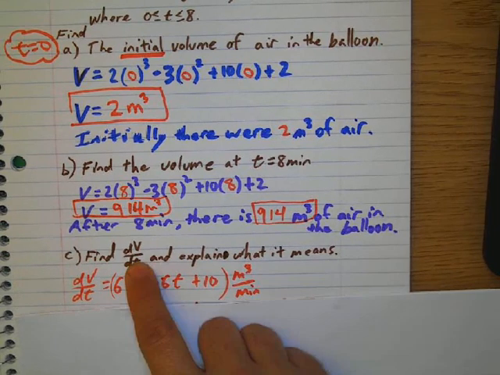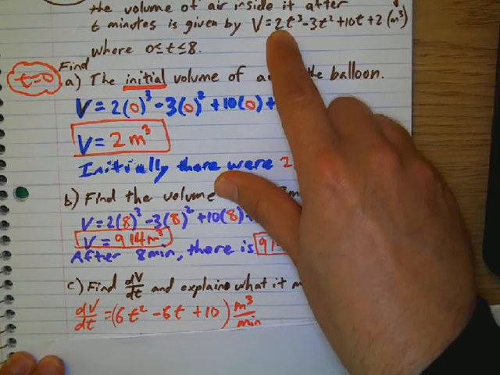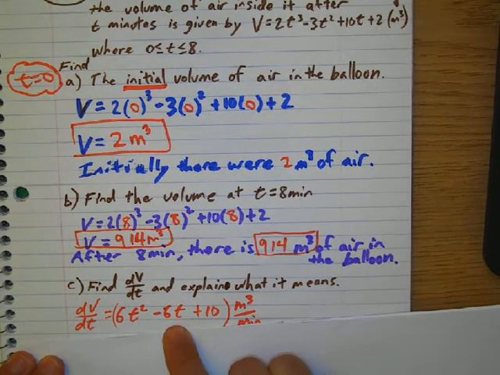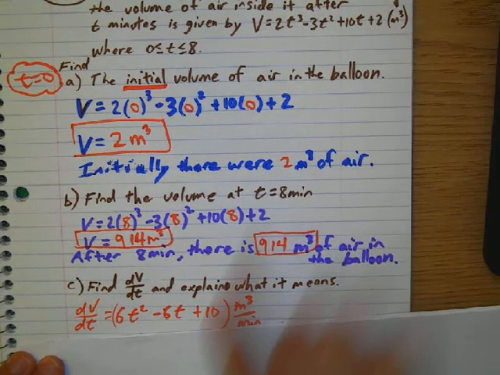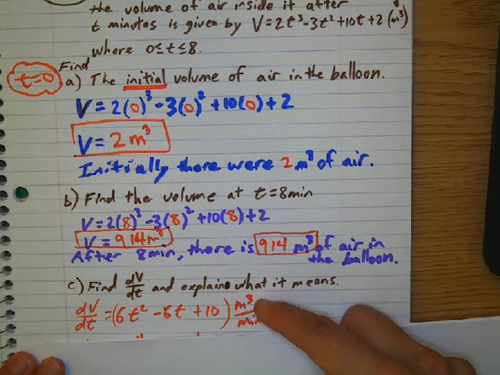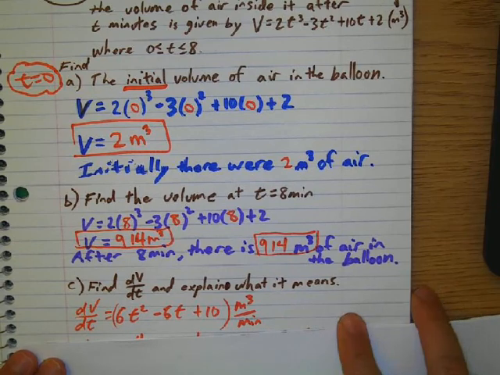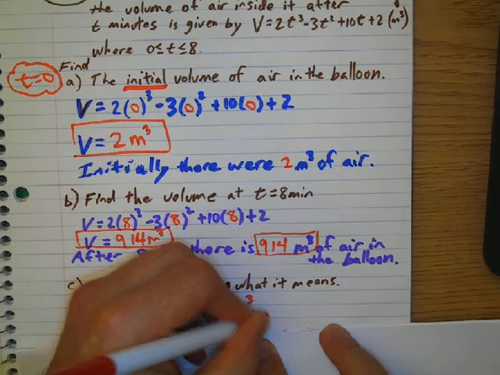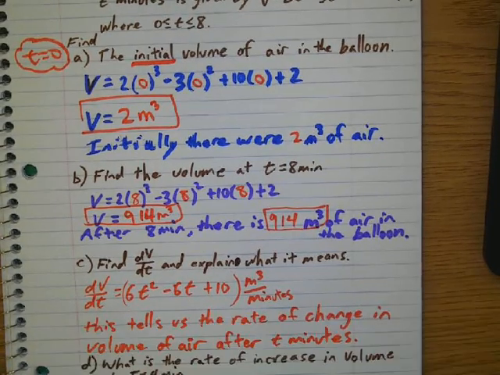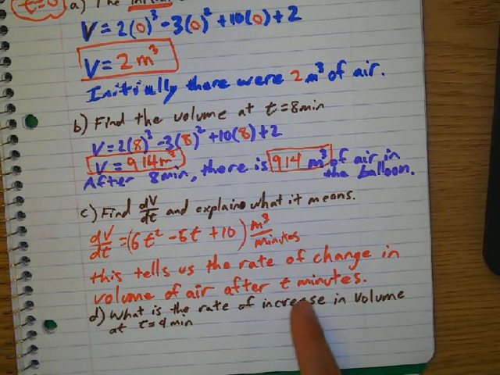So the derivative, using the power rule, the 3 comes to the front, we end up with 6t squared. The square comes to the front, we end up with 6t, and we've got 10t, that becomes 10. So here's the derivative, and I'm putting the units here. Meters cubed over time, right? So meters cubed over minutes. So I'm putting the units here. And this is telling us the rate of change in the volume of air after t minutes.